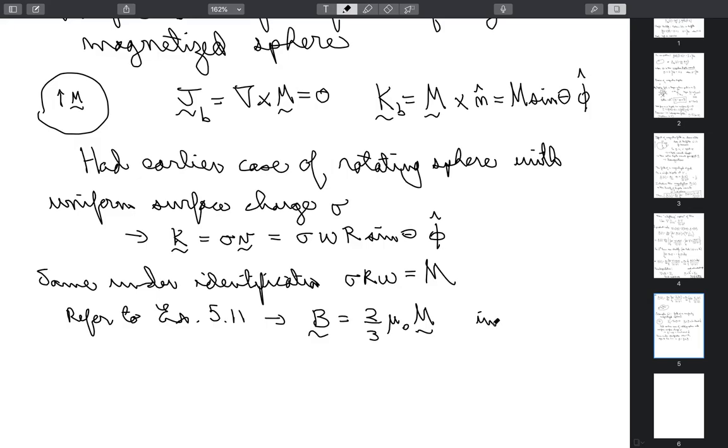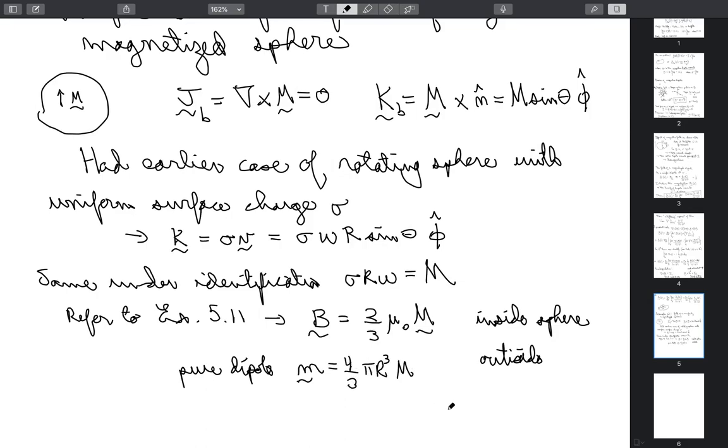So this was the field inside the sphere, and outside it's a pure dipole. So it's a pure dipole with magnetic dipole moment 4/3 pi r cubed times the magnetization. Okay, so this is just a straightforward case, but it's a nice parallel that these two things are completely equivalent to each other. But I'll let you look into that in more detail.